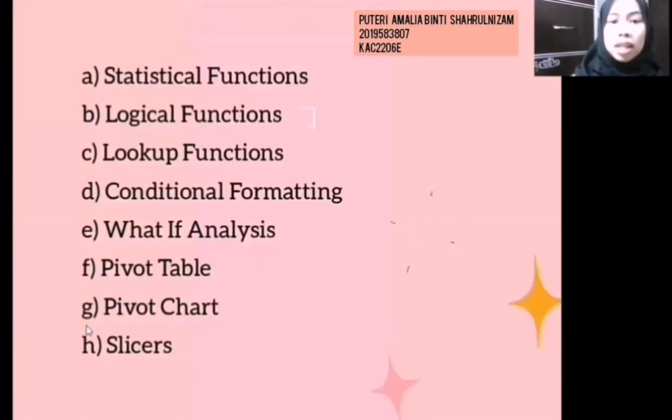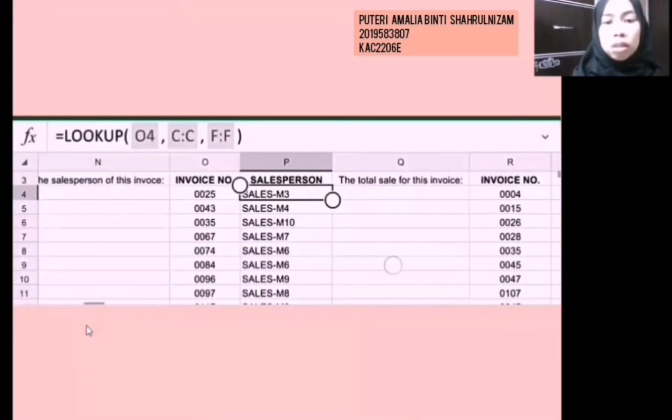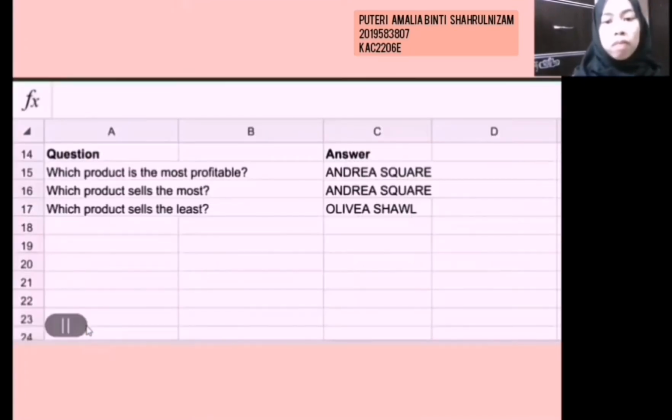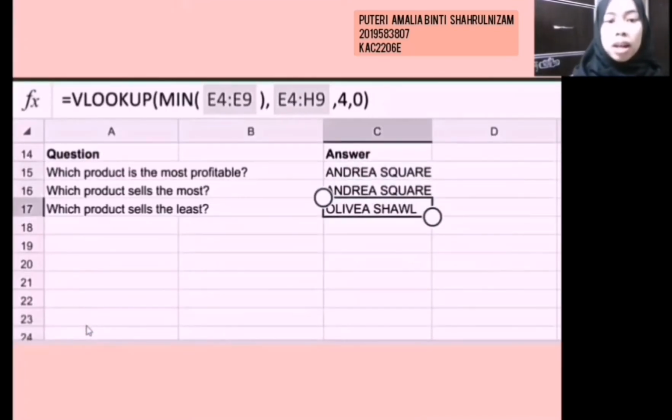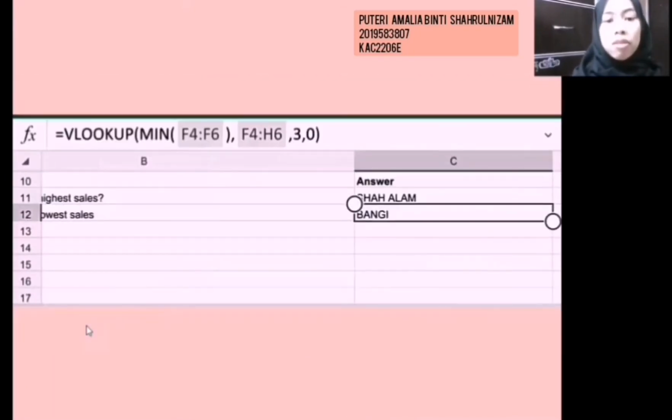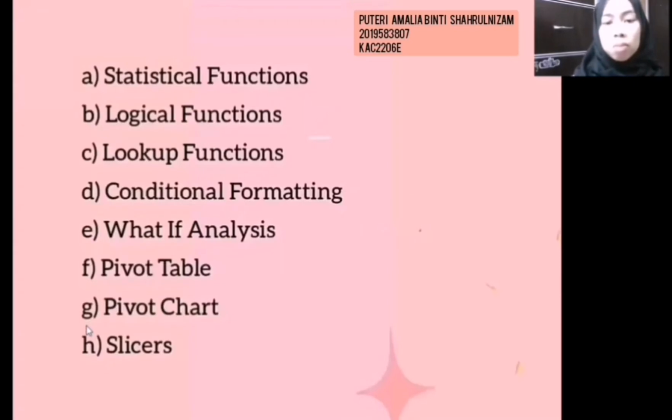Next, lookup function is for Excel user to find some information quickly without having to scroll along data of information. We use the lookup function to identify the salesman for a certain invoice number and also the total sales. We also use the VLOOKUP function to see information about product and also branches.